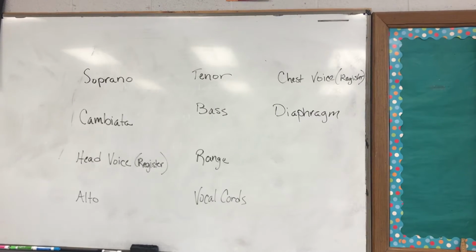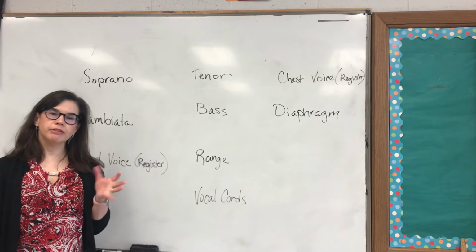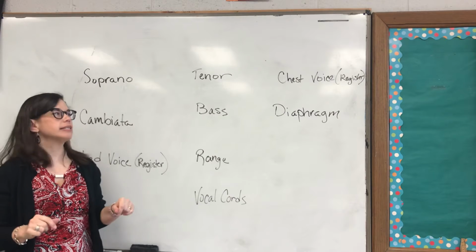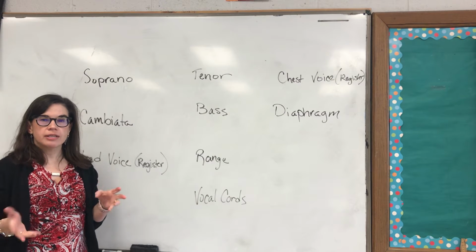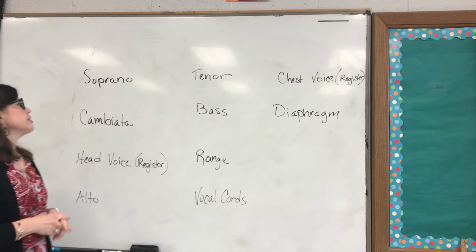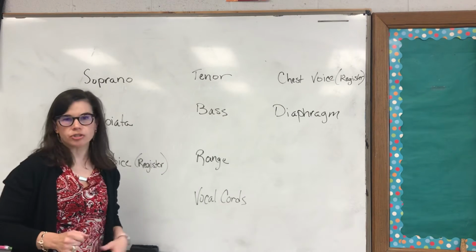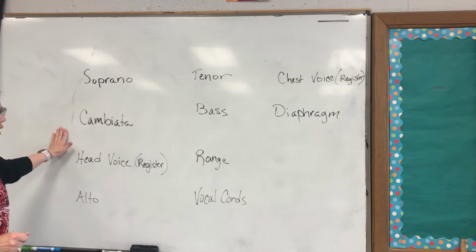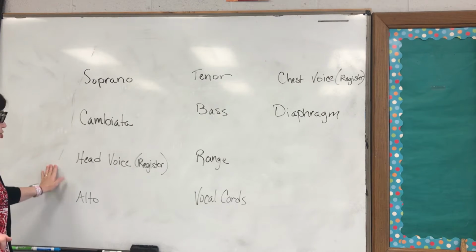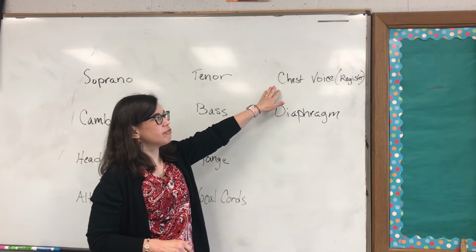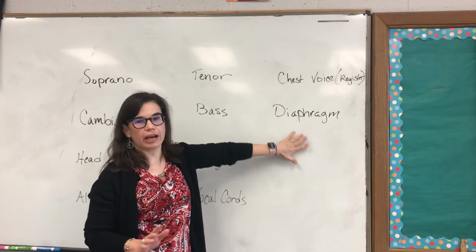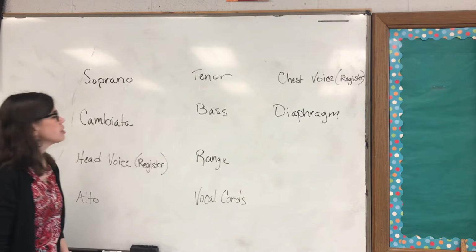Okay guys, I just wanted to make a review video for you for your Unit 4 assessment quiz that's going to be coming up soon. We've been talking about singing and about our voices, and so there are 10 things on your quiz that you're going to have. We have soprano, cambiata, head voice or head register, alto, tenor, bass, range, vocal cords, chest voice or register, and diaphragm. So quickly I'm going to go over these.